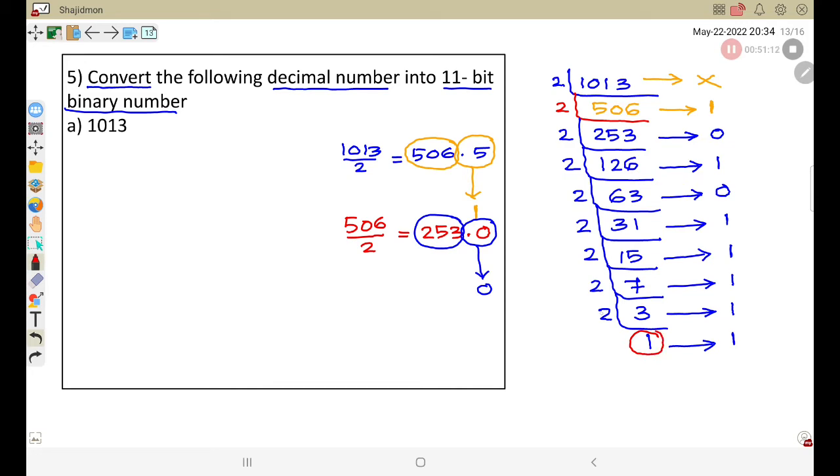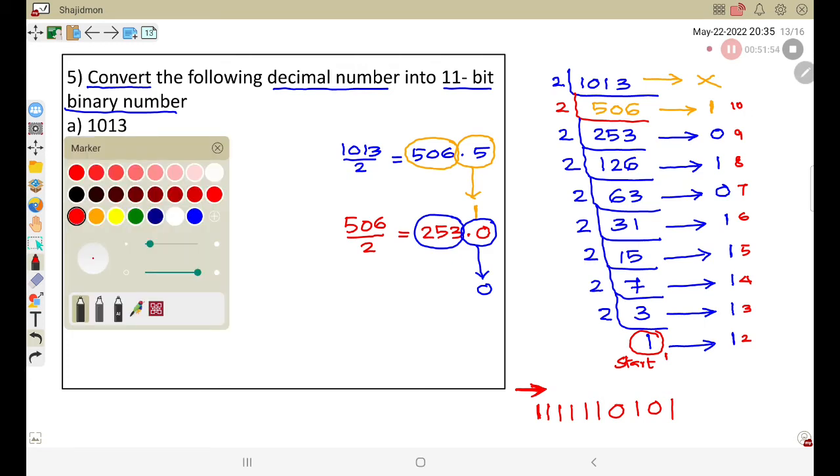Now we will write the answer starting from here. Okay, this is the first one. Second, third, fourth, fifth, sixth, 7, 8, 9, 10. Okay, so this direction. So we can mark like first number is 1. How many ones are there starting? 1, 2, 3, 4, 5, 6. Then 0, then 1, 0, 1. Correct? So totally we have 10 bit we are getting.